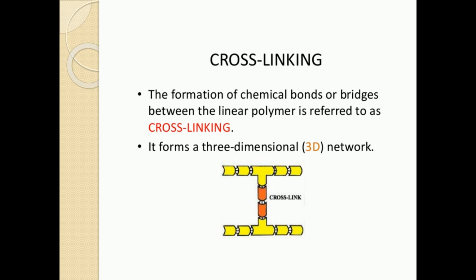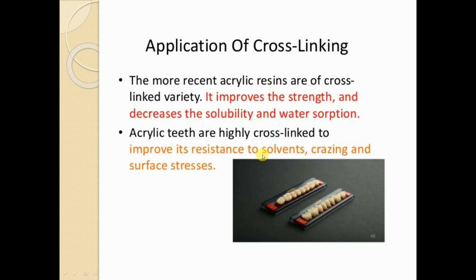Now, cross-linking. Basically, what is cross-linking? It is the formation of 3D molecules by interaction between the individual linear chains. I repeat, it is the formation of a 3D network. So the formation of chemical bonds or bridges between the linear polymers is referred to as cross-linking. It forms a 3D network.